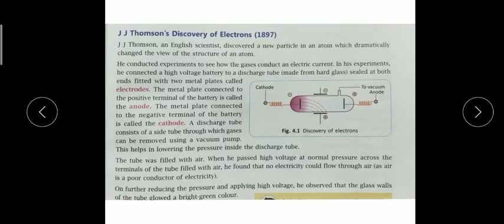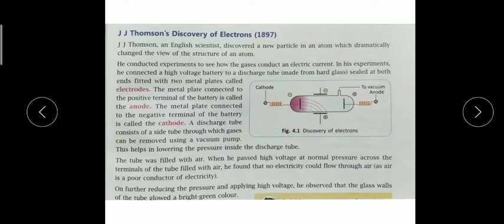this experiment. After John Dalton, he conducted this experiment on gases, and as you know, gases are poor conductors of electricity. So he wanted to check this concept. Now, what he did in his experiment, you can see in this figure 4.1 here.